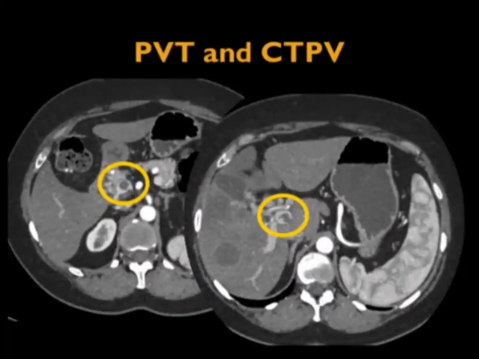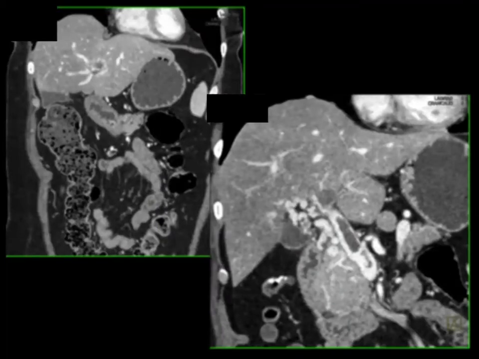Another case. There you can see thrombus in the portal vein, but it's not occlusive. There are multiple collaterals noted in the hilum of the liver. And here it is again on the coronal view, where you see the thrombus, you see the collaterals, and also you see a hepatic mass. Very nice example of the cavernous transformation.